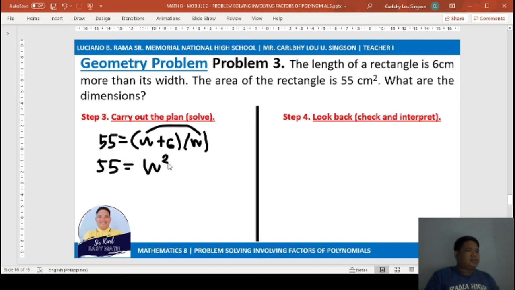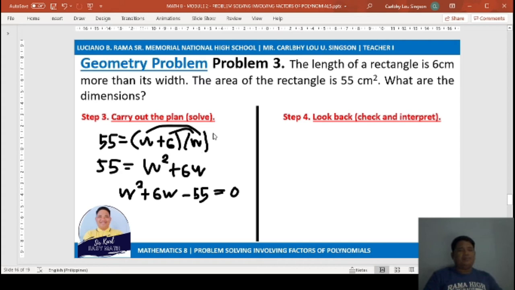And 6 times W is equal to positive 6W. Now, in order for us to solve for this, we need to equate this one to 0. So we can rewrite this one as W squared plus 6W minus 55 is equal to 0.